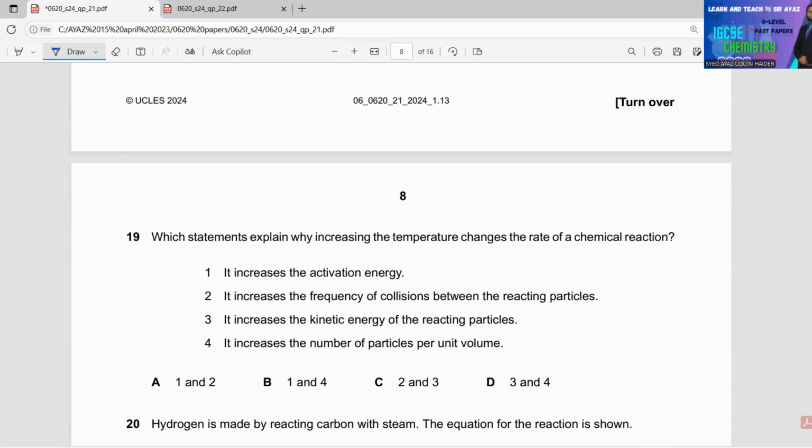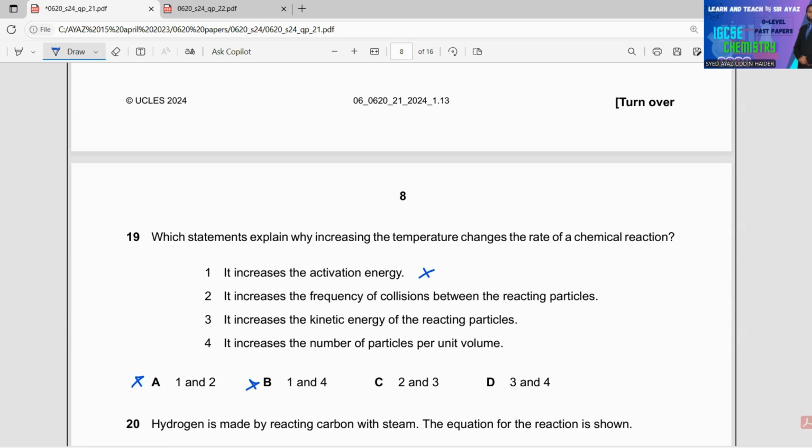This is incorrect because increasing the temperature does not increase the activation energy. Instead, it reduces the activation energy. So A and B are automatically incorrect responses here. So either C is correct or D is correct.